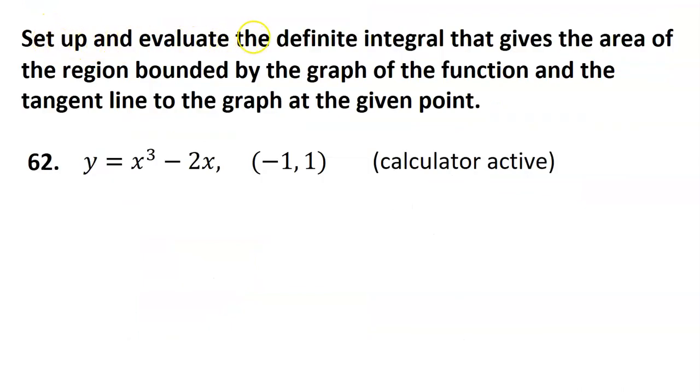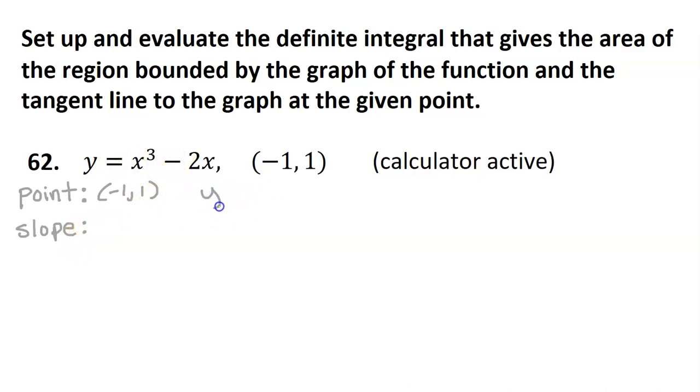Set up and evaluate the definite integral that gives the area of the region bounded by the graph of the function and the tangent line to the graph at the given point. Let's start by finding the equation of the tangent line. We know that we will need a point and the slope, but they gave us the point -1, 1 as the point of tangency. So all we really need to do is to find the slope. We can use the derivative in order to find the slope.